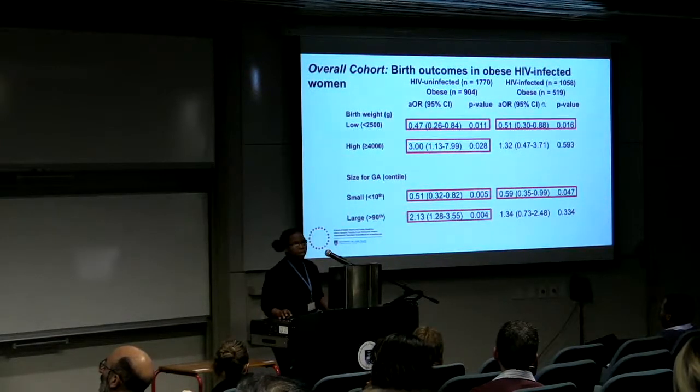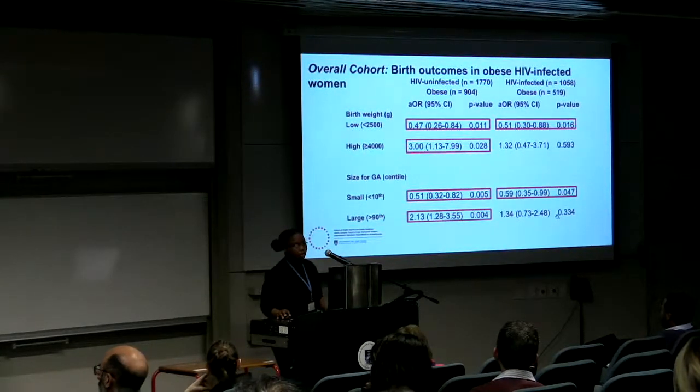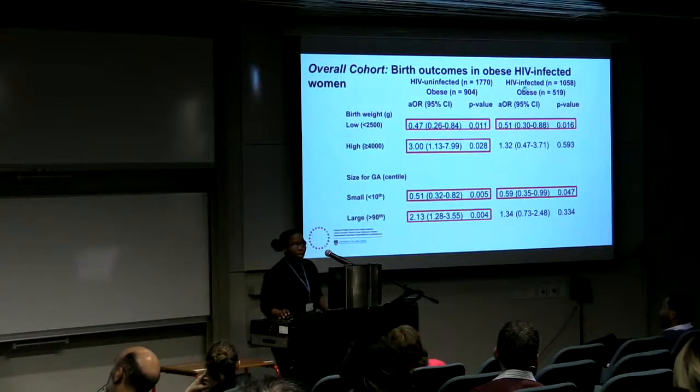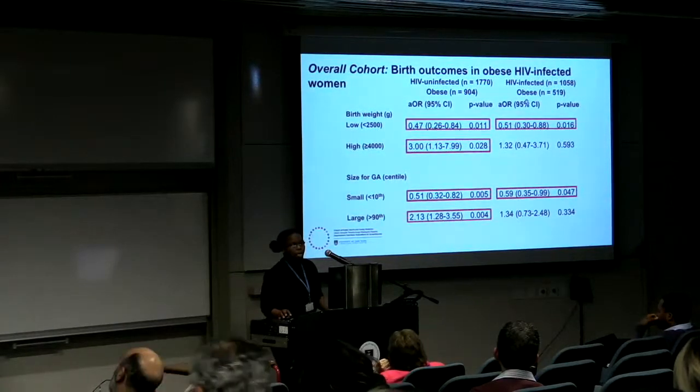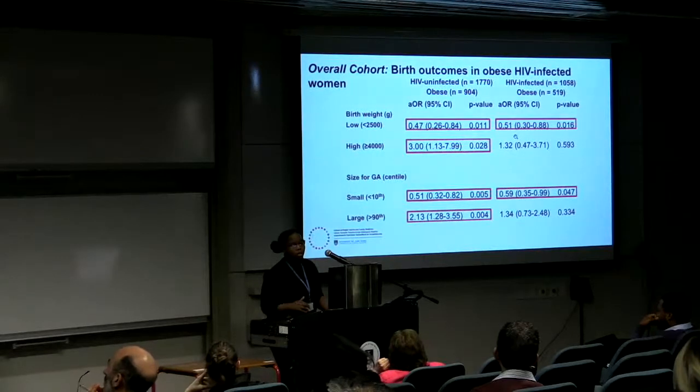In HIV infected women, we also saw that obesity is associated with a reduced risk of low birth weight and small size for gestational age infants. There was a trend towards a high risk of high birth weight and large size for gestational age infants. However, this was not statistically significant, and we think this could be because of the opposing effect of HIV infection. But what is important to note about this result in HIV-infected women that are obese is that now these associations are in the opposite direction to those of the individual effects of HIV infection.